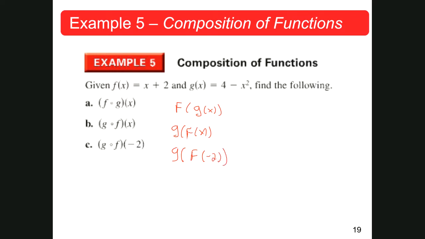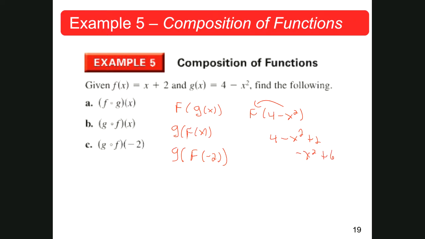All right, so if I'm going to do this problem, first thing I'm going to do is put g of x right where I see it. So I'm going to rewrite this as f of 4 minus x squared. And then I have to put 4 minus x squared into the f function. Well, here's the f function. So that's going to be 4 minus x squared plus 2. So my answer is going to be -x squared plus 6.